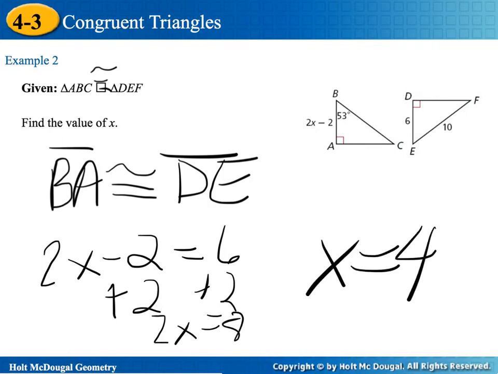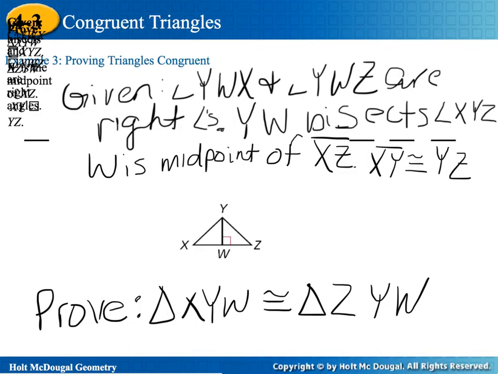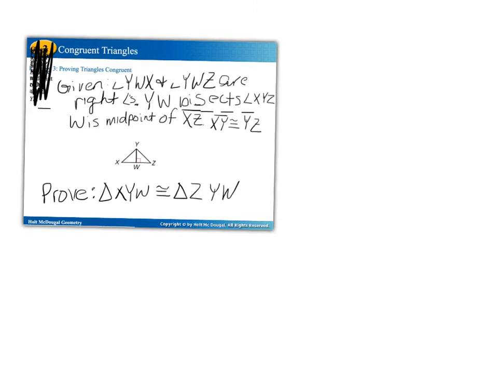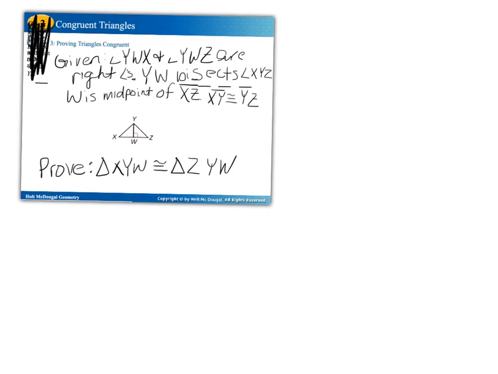The next one is our last example, and we're going to get into the proof of it. Alright, so excuse my writing. The stuff over here got messed up when I tried to put it into this program, so it didn't work. We are given that angle YWX and angle YWZ are right angles. YW bisects XYZ. W is the midpoint of XZ, and XY is congruent to YZ. So I'm going to draw this picture a little bit bigger so we can do stuff with it.